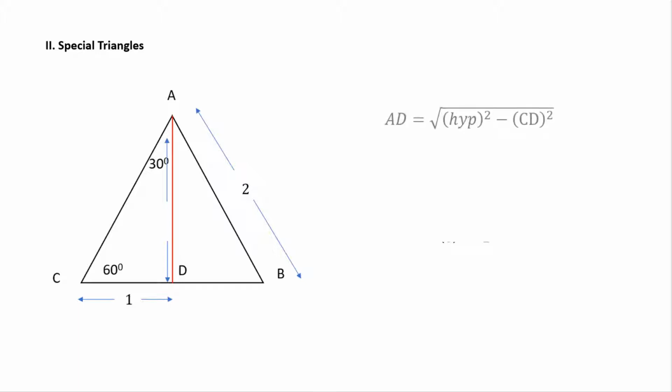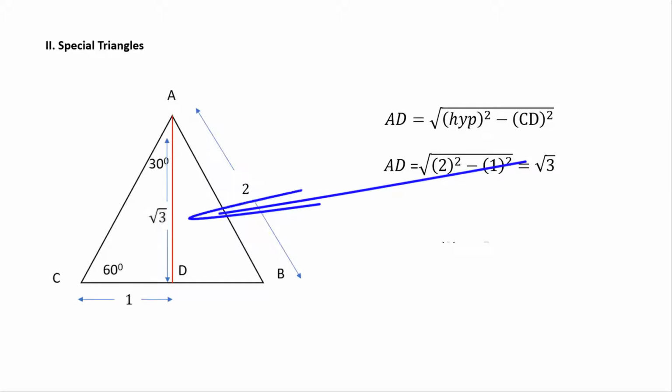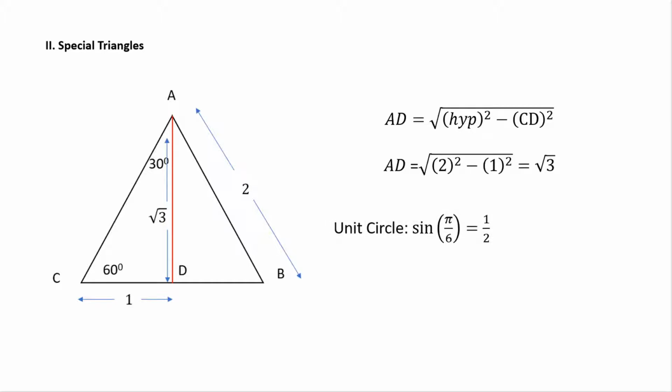So, AD is equal to the square root of the hypotenuse squared minus the length of the segment CD squared. Then AD is equal to the square root of 2 squared, since the hypotenuse is 2, minus 1 squared, since CD is 1. Solving for that, we get the square root of 4 minus 1, or the square root of 3. Let's check the trig ratio of 30 degrees of this triangle against a unit circle trig function of theta equal to pi over 6. With the unit circle, the sine of pi over 6, which is also the sine of 30 degrees, is defined as 1 over 2, or 1/2.